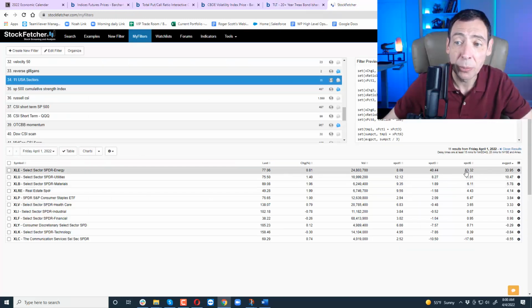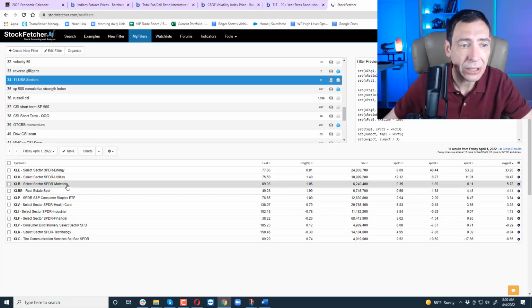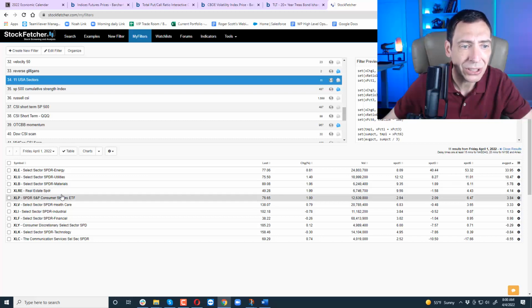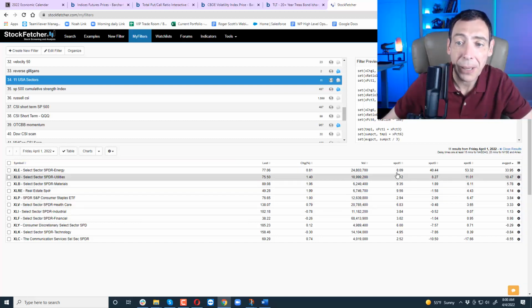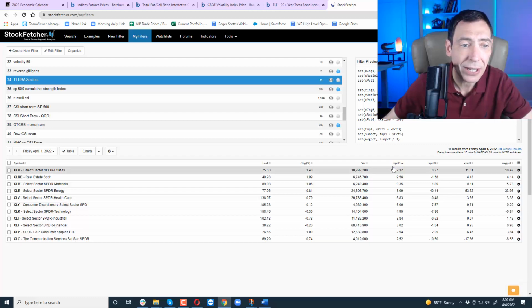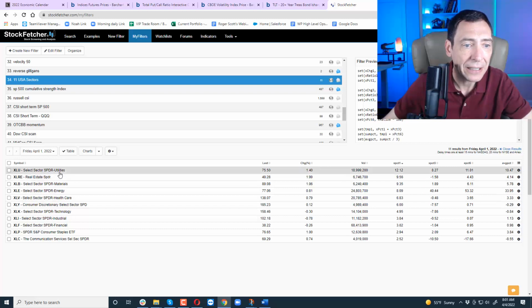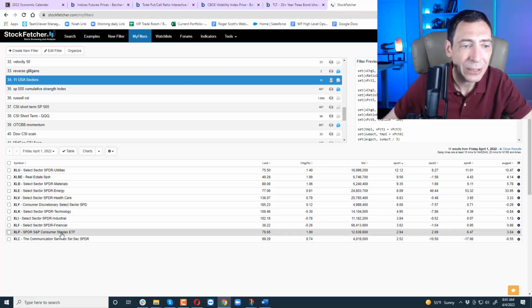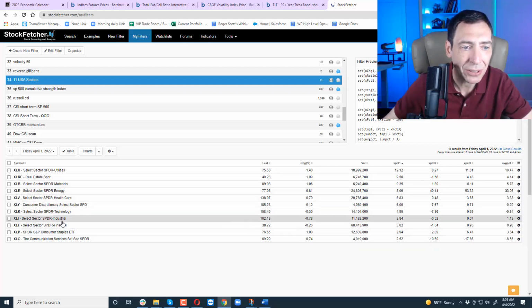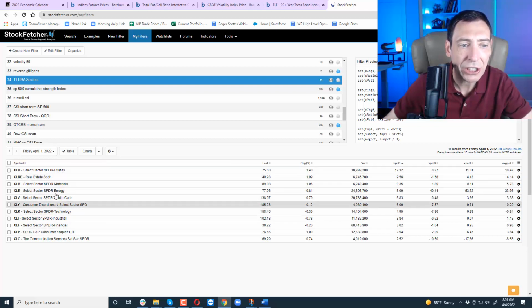Now, cumulative strength index: energy, utilities, basic materials, consumer staples, real estate, the defensive sectors are still leading. But if you look at it on the 30-day basis, look at where consumer discretionary is. And also look at where consumer staples and industrial are. So things are changing around.